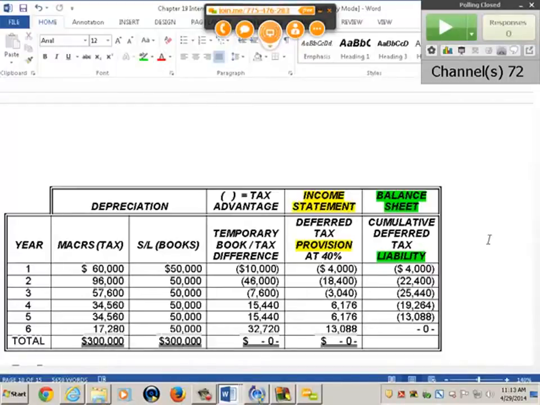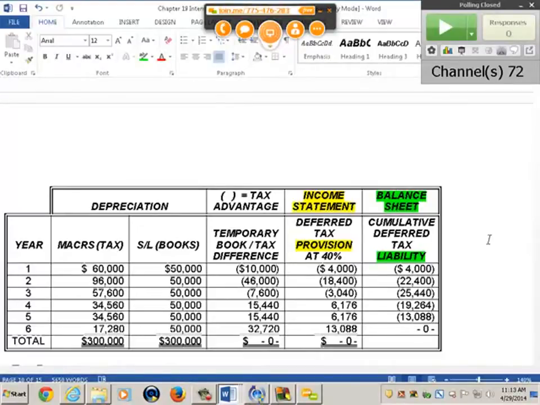Now again, in this case, we have a situation where we're using straight line on our books, or for GAAP purposes, and we're using an accelerated method, the MACRS, which we said last week that we are familiar with, so that in the early years, we now have built up a tax advantage. In my notation, the tax advantage is in parentheses. I can't guarantee that's the way you're going to see it all the time. Some companies put assets in parentheses. Some companies put liabilities in parentheses.